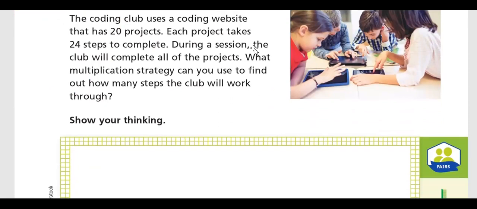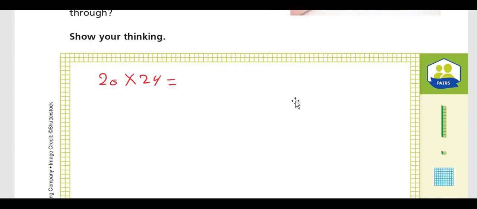The coding club uses a coding website that has 20 projects. Each project takes 24 steps to complete during a session. The club will complete all the projects. What multiplication strategy can you use to find out how many steps the club will work? So I have 20 projects and 24 steps. Okay, we'll solve this, so simple, guys.